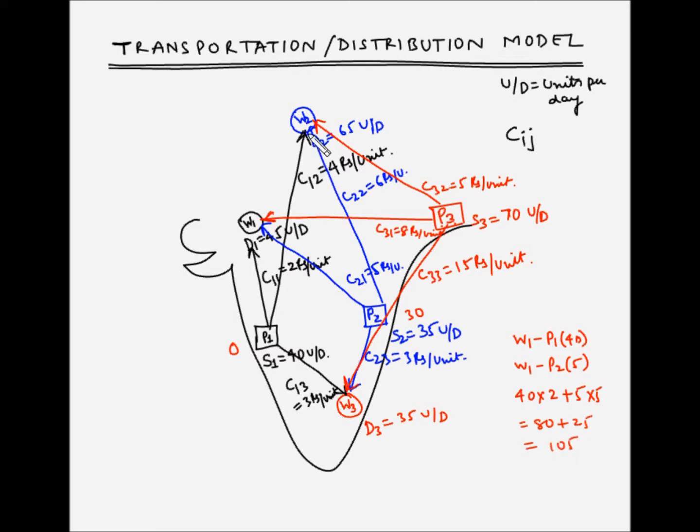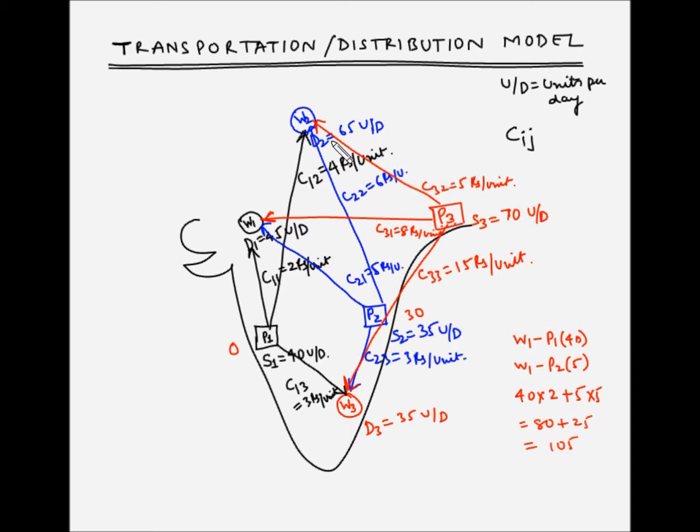Now let's take the case of warehouse W2. Now warehouse W2 also has three options, which is C12, which is 4 rupees per unit, C22, which is 6 rupees per unit, and C32, which is 5 rupees per unit. Now C12 is the cheapest, however plant P1 has already shipped the material to W1, so P1 cannot supply to W2. Now from the remaining, the cost of transporting material from P3 to W2 is the lowest.